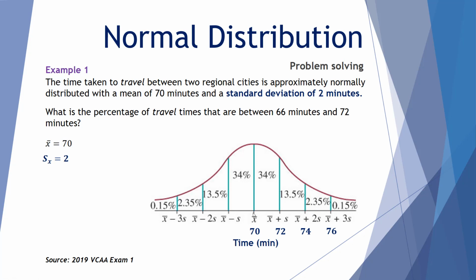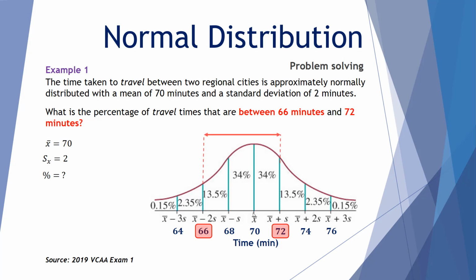Likewise, we can go to the left. This time we're taking away 2, so we go from 70 to 68 to 66 and 64. And the question being asked is, what is the percentage of travel times that are between 66 minutes and 72 minutes? So let's identify these two times, 66 on our axes and 72. So between 66 minutes and 72 minutes, we have this region covered in red. And the total percentage is just the sum of these individual sections. So it's 13.5 plus 34 plus 34 a second time. That represents 81.5% of the total distribution.